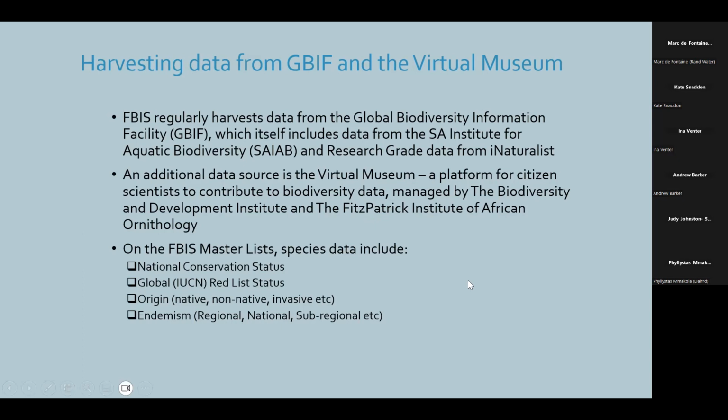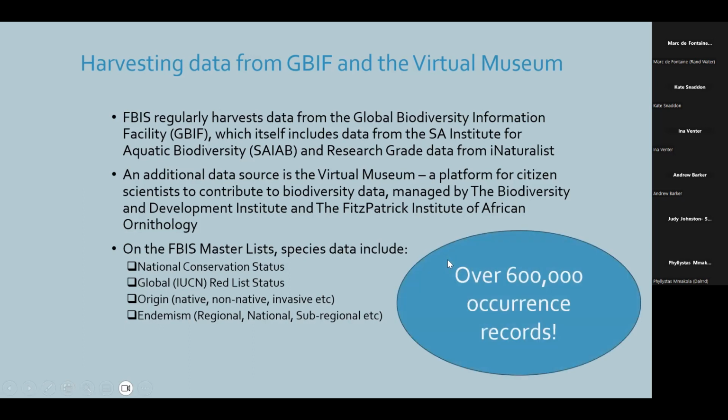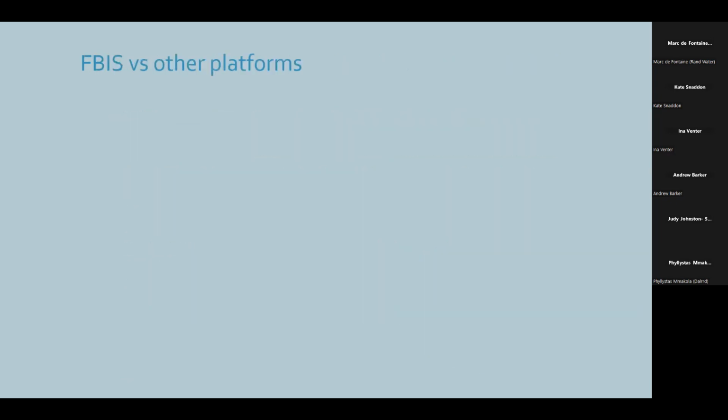And on the FBIS master lists, we don't only just list species, but there's also species data, which includes the national conservation status, so our own South African conservation status, the global or IUCN red list status for species, the origin of that taxon, whether it's native, non-native, or invasive as well, particularly valuable for plant data, and also the endemism of each taxon. So it's a rich source of data for our biodiversity information. And currently, as I said, we have over 600,000 occurrence records growing daily as we add data sets.